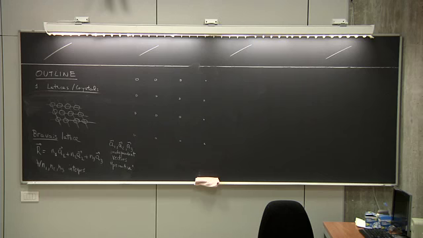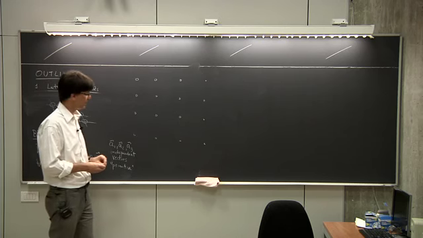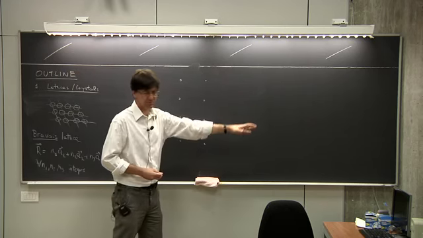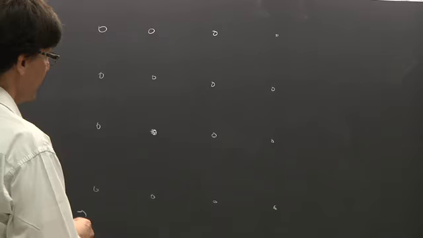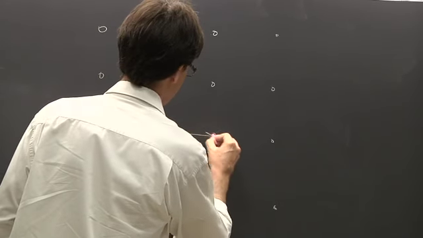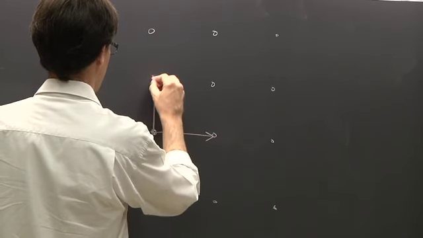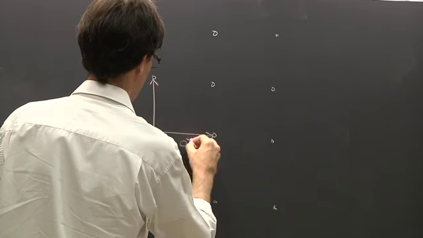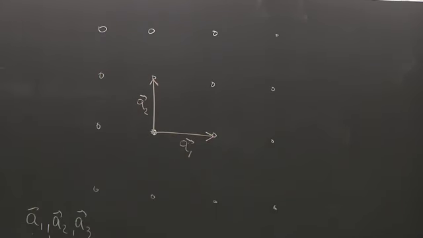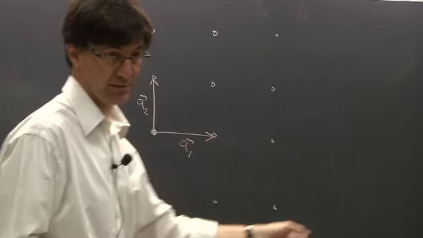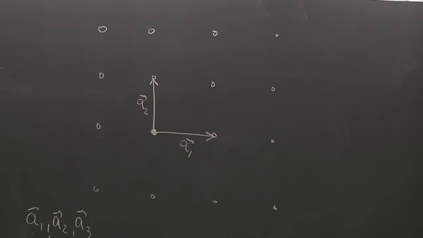But I hope the discussion is clear anyway. So this is my array of ordered points. And if I say place the origin here, for example, then it is clear that if I consider A1 and A2 as these 2 vectors, I clearly generate the whole lattice using this definition.